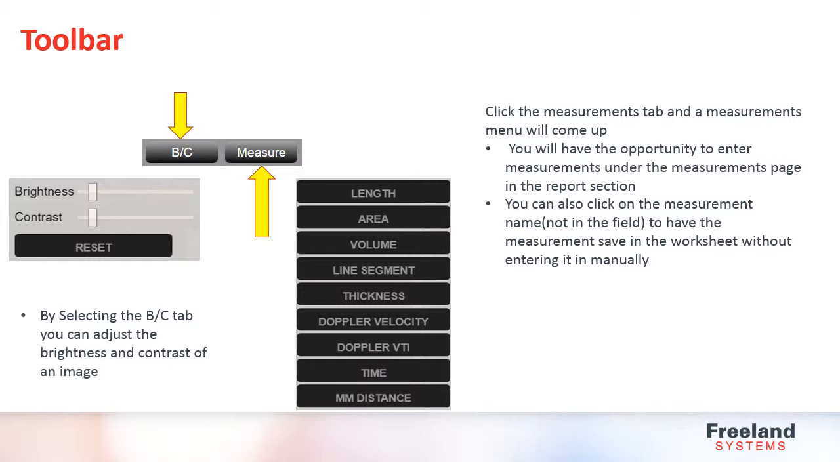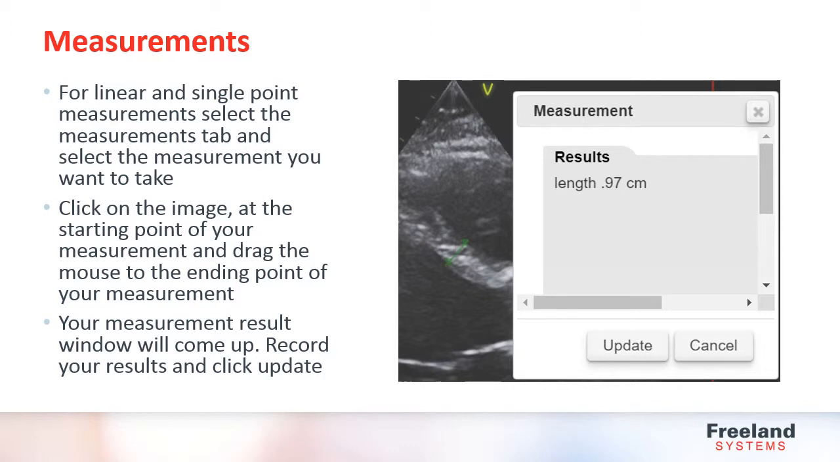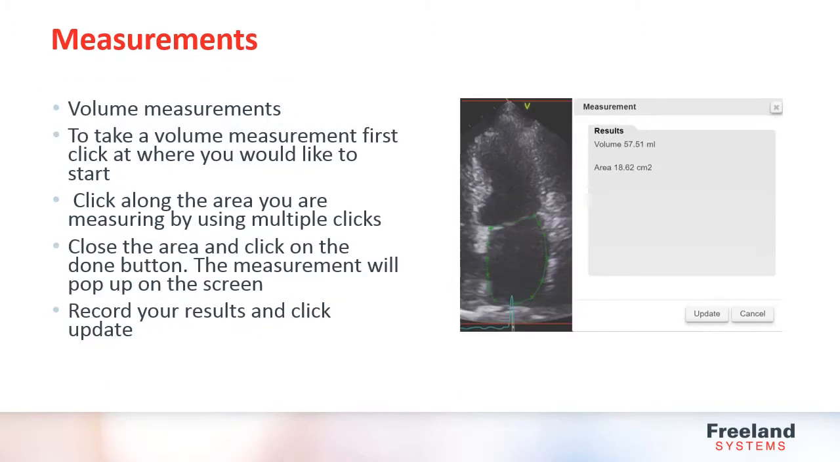Following the BC tab, you will notice your Measurements tab. By clicking on this button, you will pull up the Measurements menu. For linear measurements, you simply click on the image at the starting point of your measurement and drag your mouse along to the ending point of your measurement. Your measurement results window will populate on the screen. Record your results and click Update.